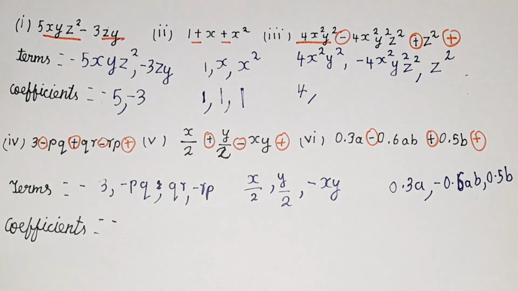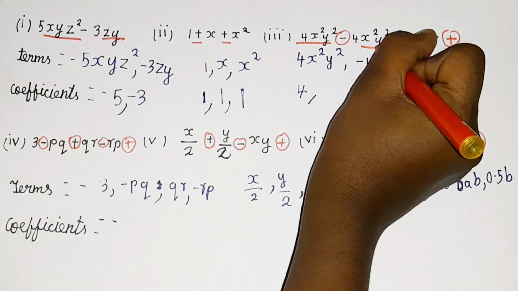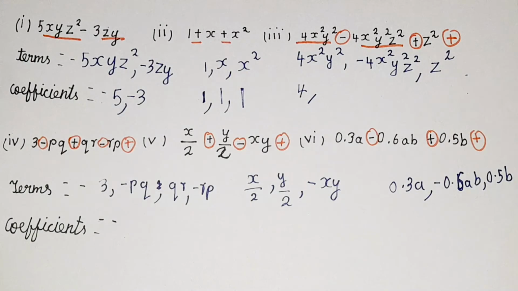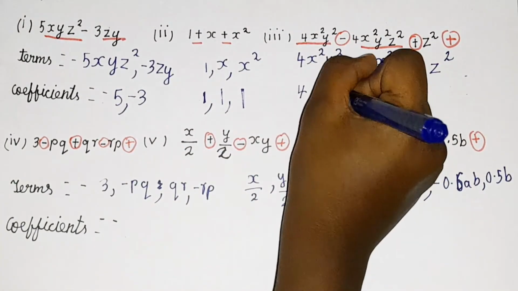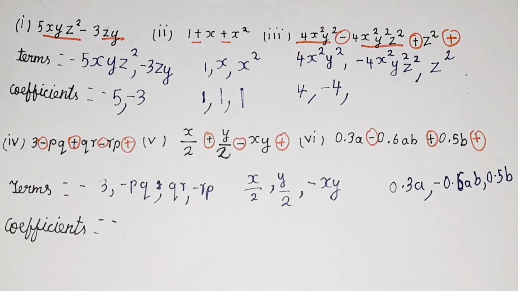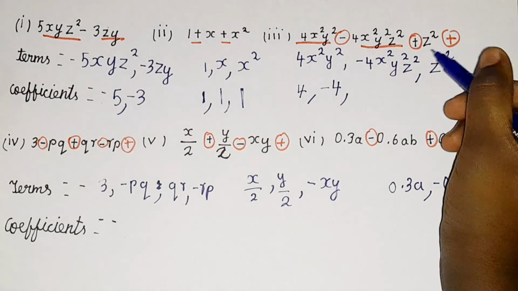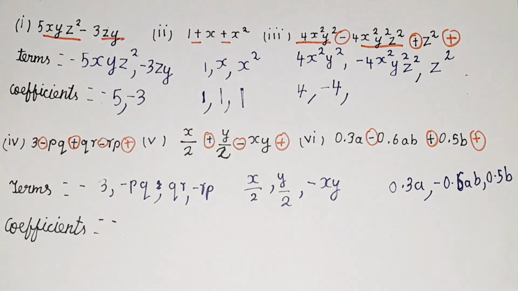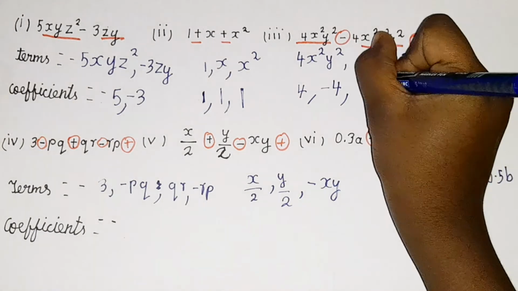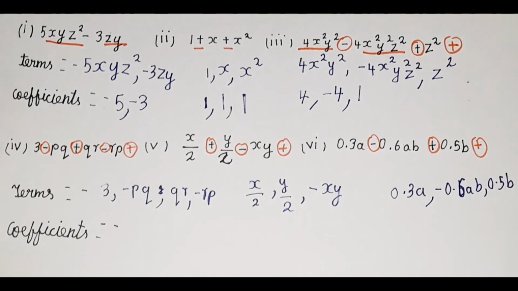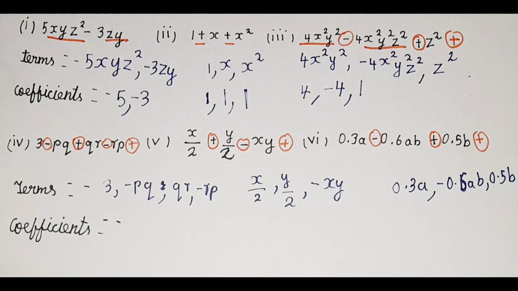So in the second term, what do we have? We have x square y square z square. So what's the coefficient of it? Minus 4. Just remember, the minus symbol is very important, okay, the minus symbol. So next we have z square. So what did I say? If there is a, it means 1a. Then if there is z square, it means 1, okay. So it means 1. So the next one is 3 minus pq plus qr minus rp.